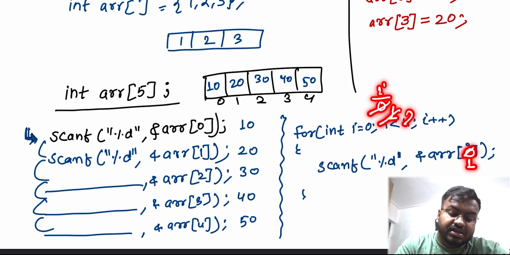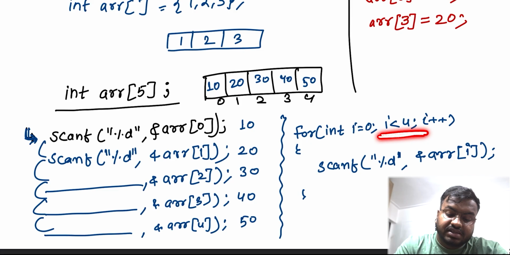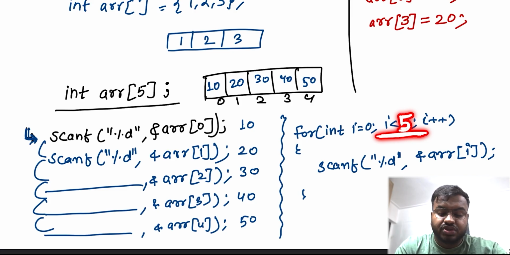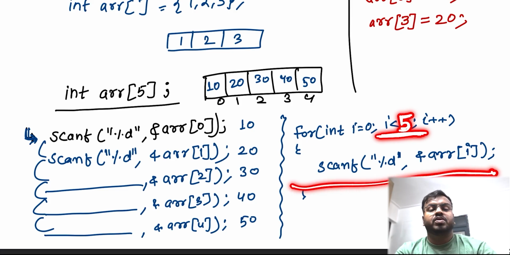In the next iteration it will be 2, so it will become array of 2. In the next iteration it will be 3, so it will become array of 3. So what should I write? Less than 4 or less than 5? I want to execute till 4, so I will write less than 5. I hope this is clear to everyone. In this way we can take input for the array.